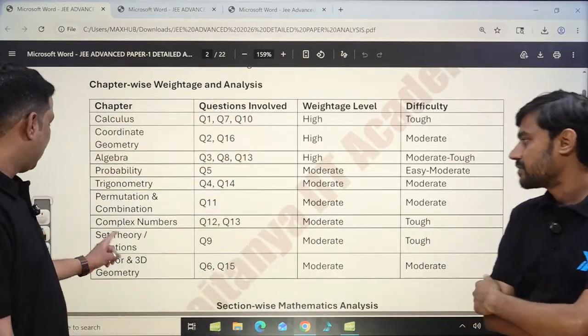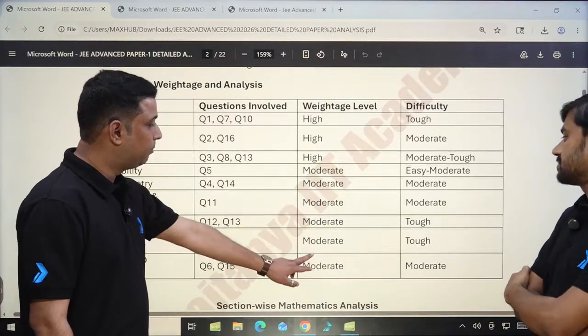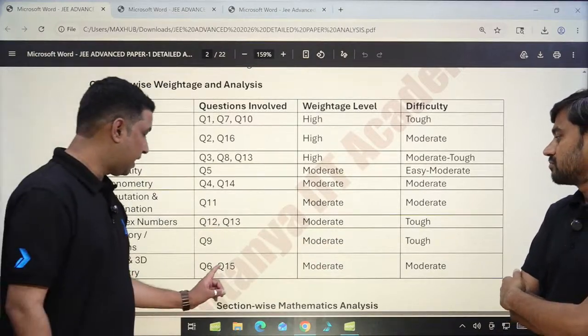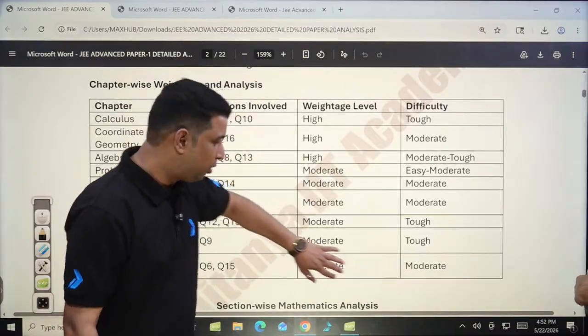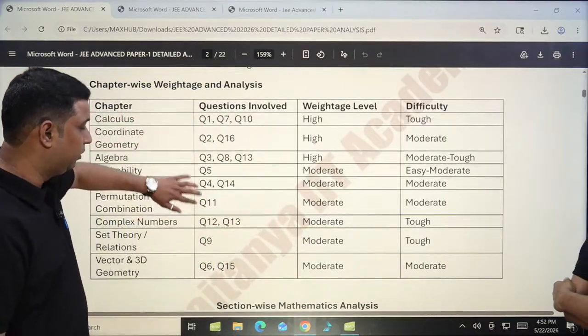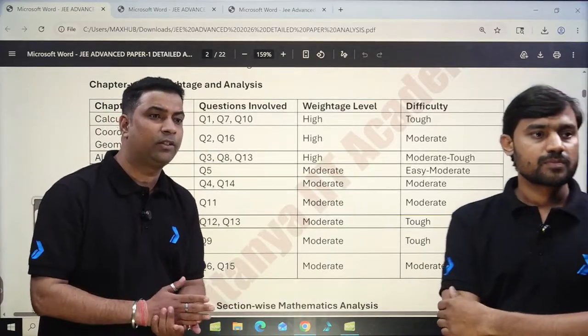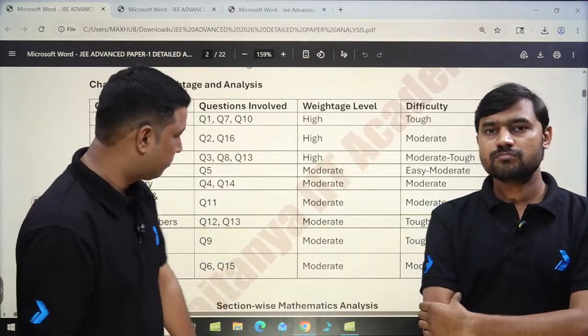Set theory, question number 9, only 1 question was asked in this paper, moderate, and it was on the tougher side. And vector 3D, question numbers 6 and 15, moderate. So one thing I will tell you, some questions were doable. You can easily secure them. I will also let you know what the high weightage questions were that you should do.